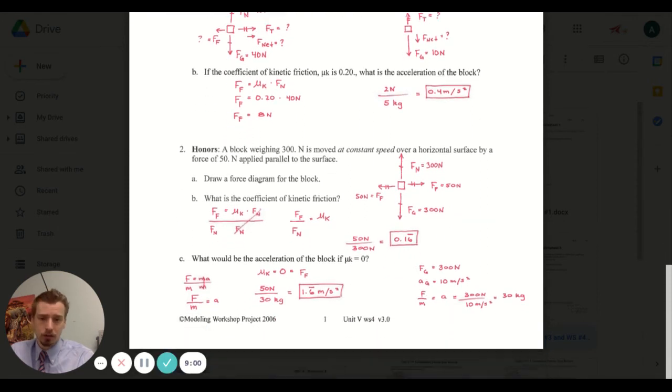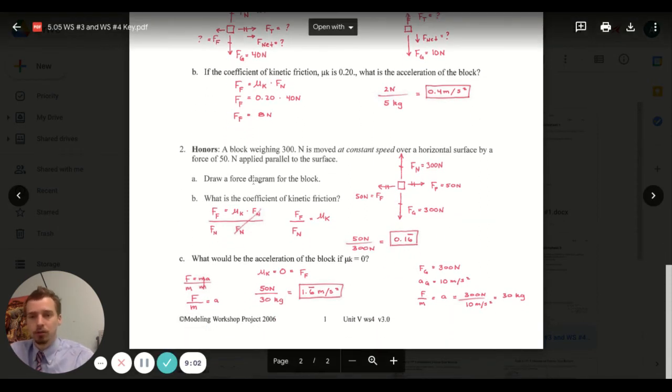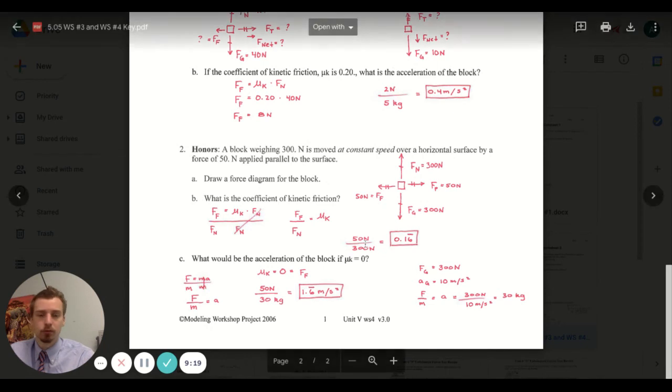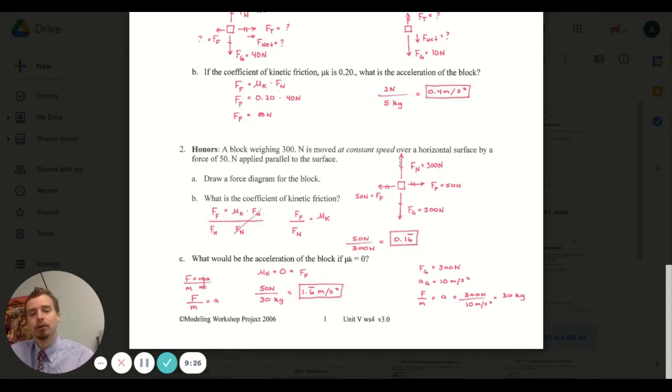Now, if you're an honors student, you then also had to do question number 2 on here. A block weighing 300 newtons is moved at a constant speed over a horizontal surface by a force of 50 newtons applied parallel to the surface. So they tell you it's a 300 Newton block. In other words, they're telling you the force gravity is 300 newtons. If you know the force gravity is 300 and it's moving at a constant speed, you know the force normal also has to be 300.